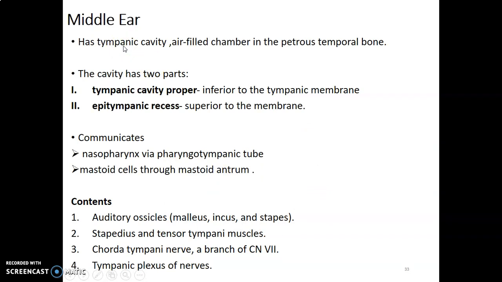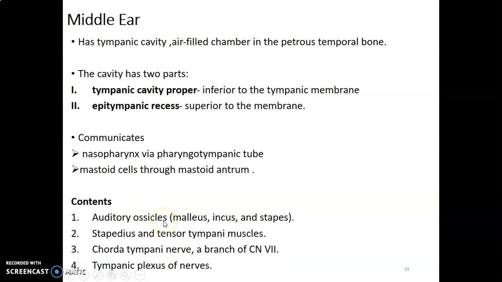So the middle ear has the tympanic cavity, an air-filled chamber in the petrous temporal bone, and that tympanic cavity is actually the middle ear. The cavity has two parts. There's the tympanic cavity proper, and we have the epitympanic recess, which is superior to the membrane. This tympanic cavity is able to communicate with the nasopharynx via the pharyngotympanic tube, and it also communicates with the mastoid cells via the mastoid antrum. So when you have infection in the mastoid antrum, it can get to the contents of the middle ear.